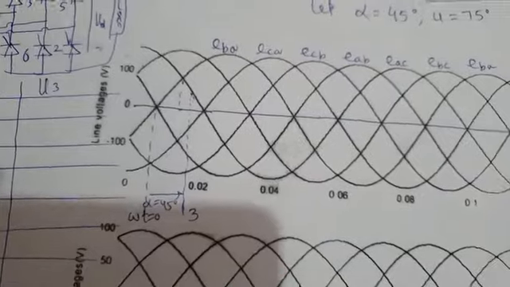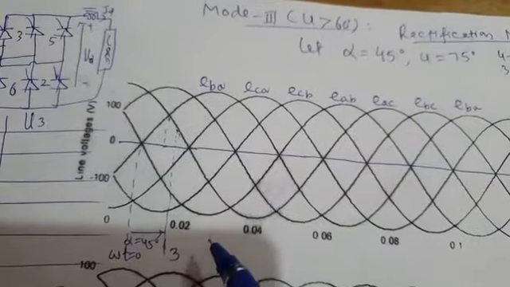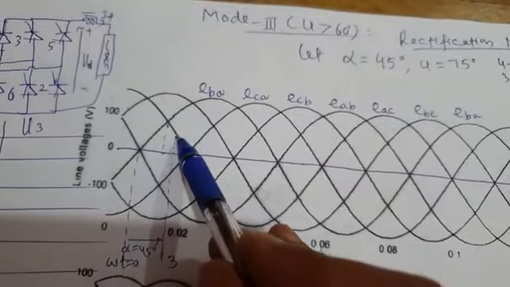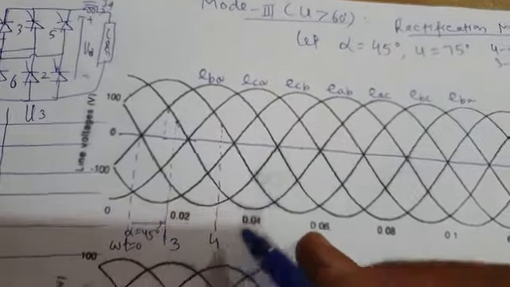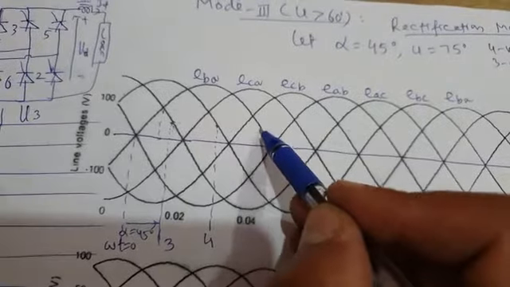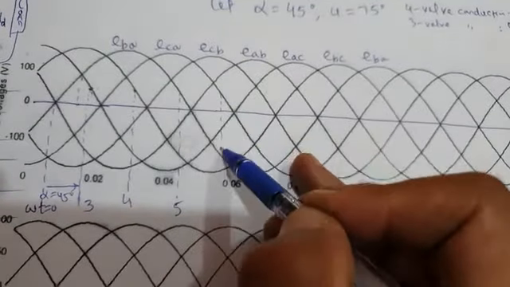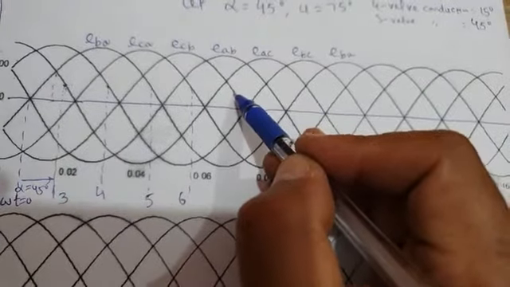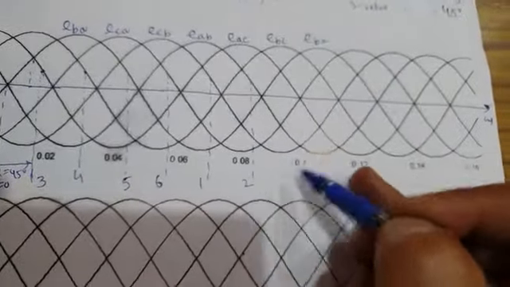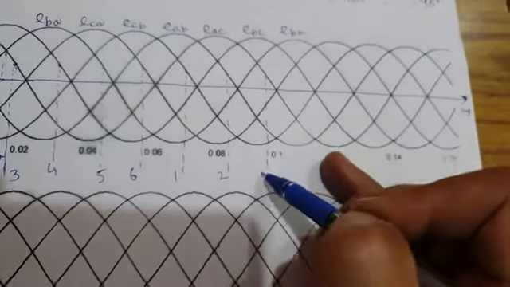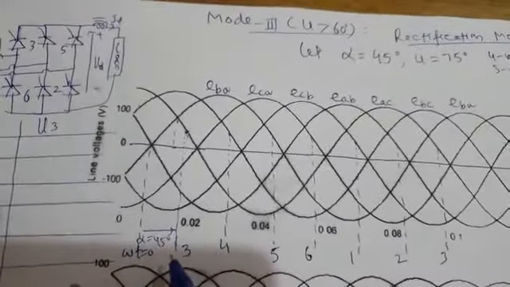Valve 3. Now once you know the firing of valve 3, then you can symmetrically find the firing instants of other valves. Other valves will be fired symmetrically after every 60 degree interval. So if here valve 3 is fired, then symmetrically here valve 4 will be fired. Then you can continue like this: valve 5, valve 6, valve 1, valve 2, valve 3 again. We started with valve 3, we ended with valve 3. So then the cycle repeats after valve 3. So alpha is equal to 45 degrees.